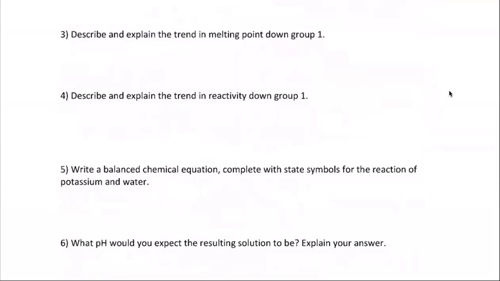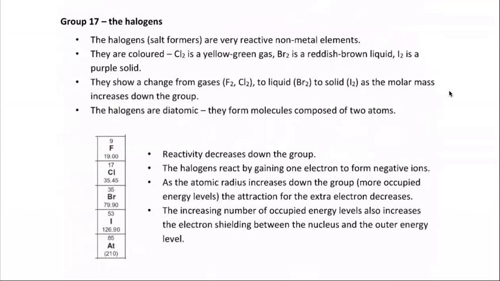All right, group 17, these are the halogens. So now we're talking about the most reactive nonmetals. Halogens are also called salt formers. It's kind of like a nickname. The reason they're called that is because when they react with group 1 alkali metals, they form salt.